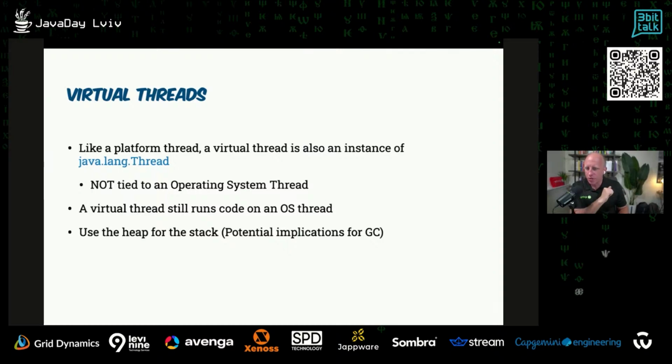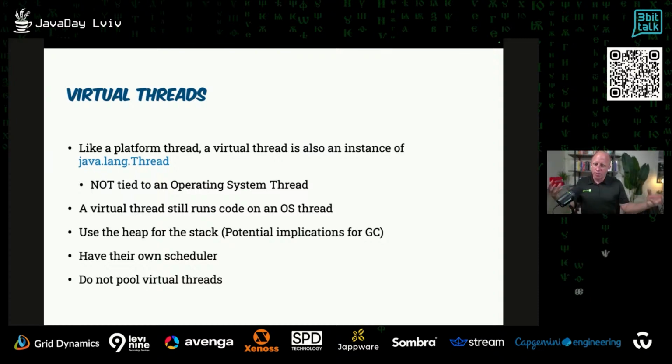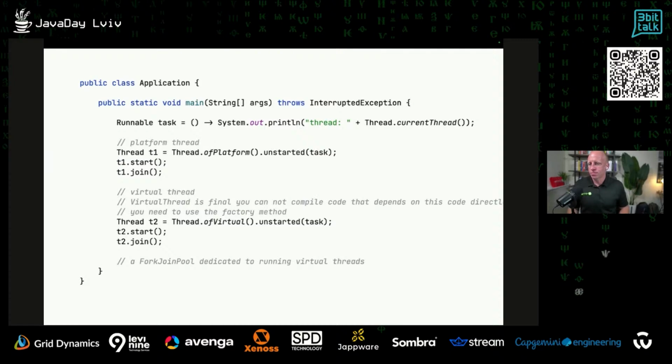It uses the heap for the stack, which has some implications for garbage collection. They have their own scheduler, so do not create schedulers for these. They have their own scheduler, like their own fork join pool, but you also do not pool virtual threads. They're very light, so you don't need to pool them. They're easy to create and destroy.